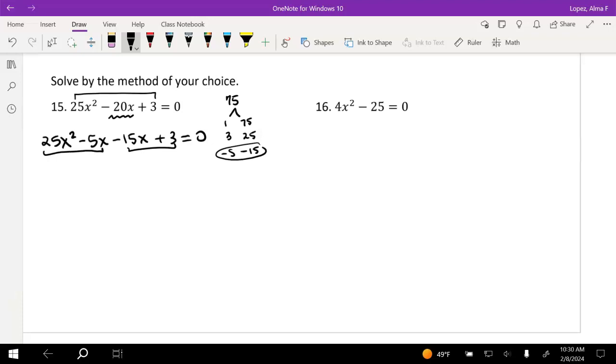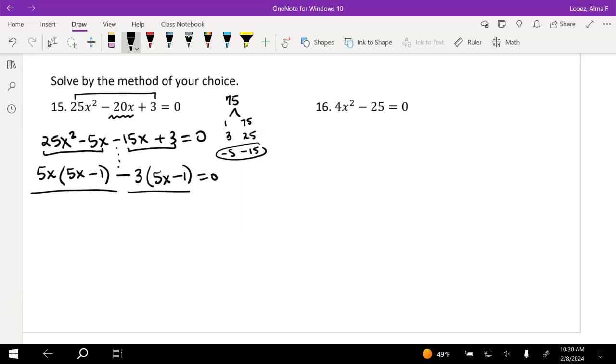25x squared and negative 5x both have a factor of 5x in common. When I factor it out of the first term, I'm left with a 5x. When I factor it out of the second term, I'm left with a negative 1. Bring down the sign between the two groups. 15x and 3 both have a 3 in common. When I factor the negative 3 out of negative 15x, I'm left with a 5x. When I factor the negative 3 out of a positive 3, I'm left with a negative 1.